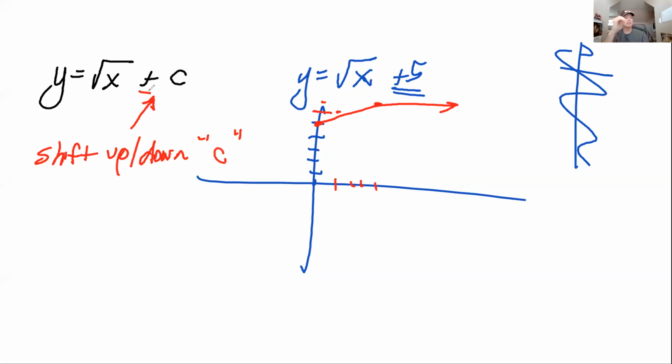And I'll put a plus or minus in there. So anything that lives outside of the square root moves the graph up or down. Okay, great. You know where I'm going now, don't you? y equals the square root of x, plus or minus b.